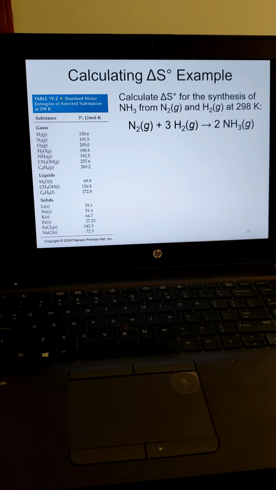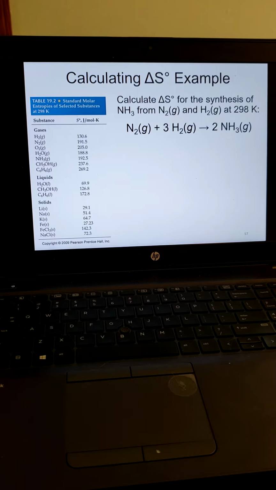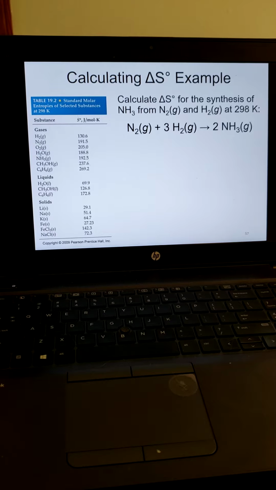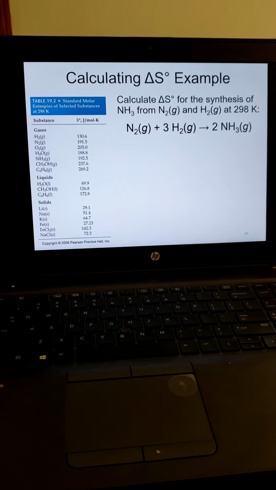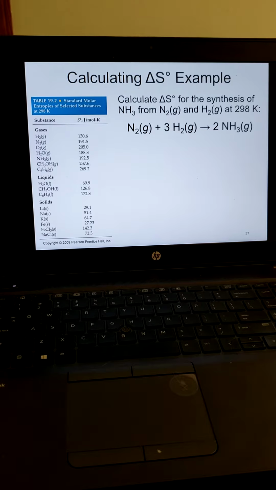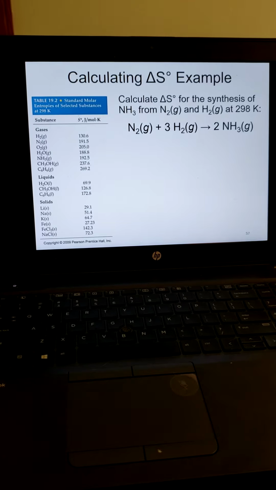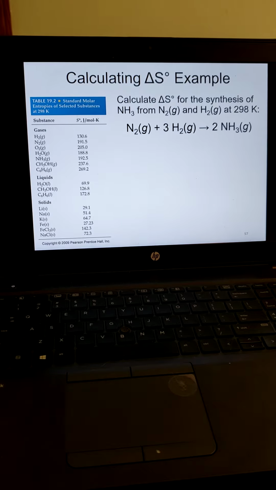All right, so let's work these examples on calculating delta S naught reaction, okay? Naught is how we say that degree symbol. In this case, we're looking at the production of ammonia. So nitrogen gas plus 3 moles of hydrogen gas, added together, gives us 2 moles of ammonia. All right, so let's look at our piece of paper.